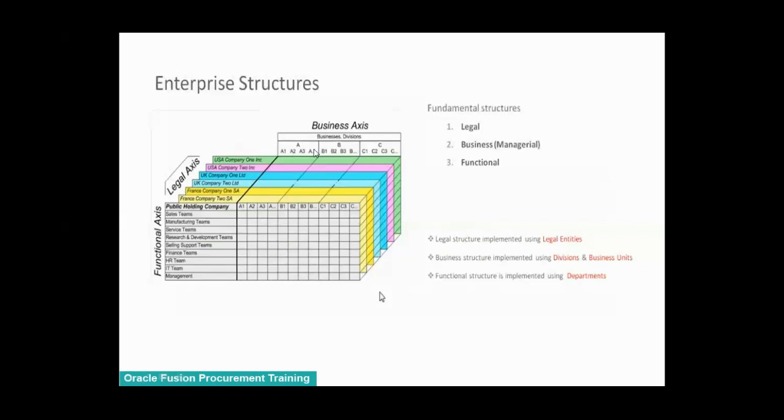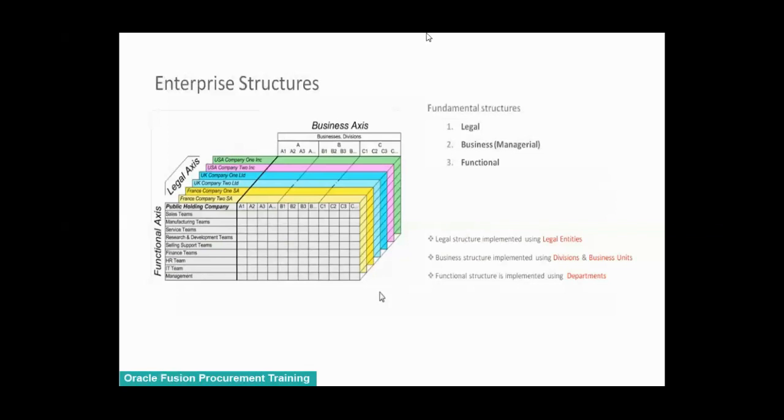And then the functional axis is nothing but the operations: sales, manufacturing, service, HR, IT. So the legal axis is aligned to the functional axis as well. From the legal entity, a US company, all the functional operations should be performed.